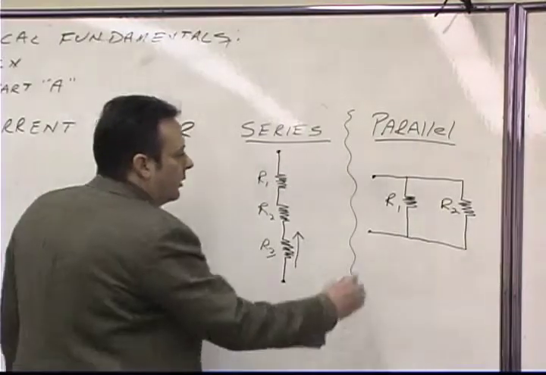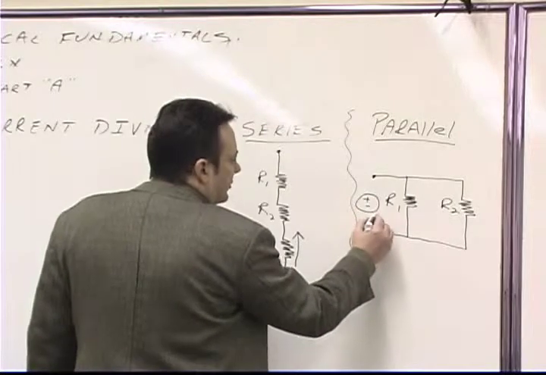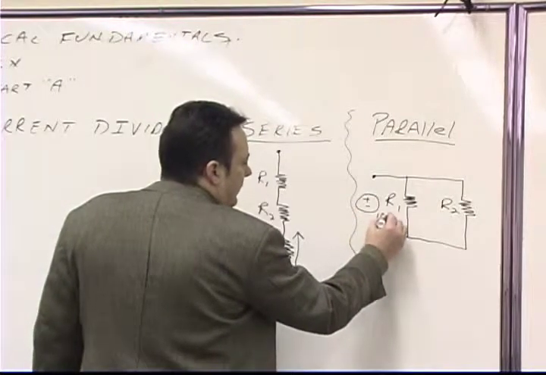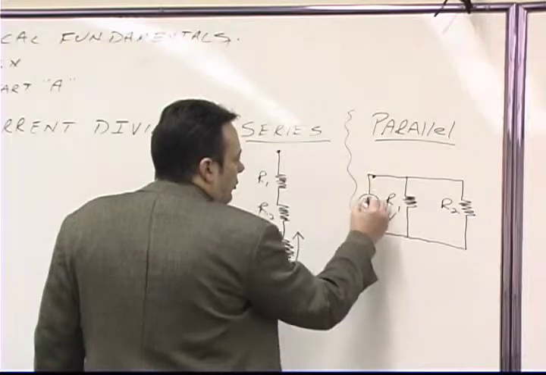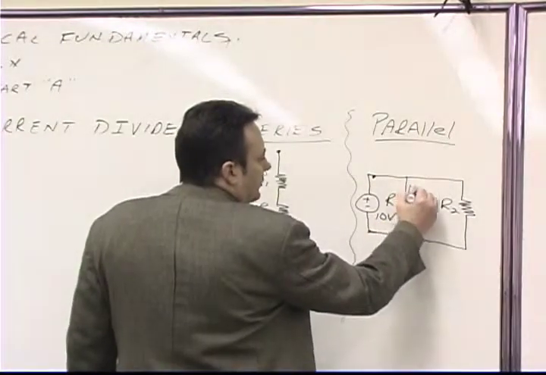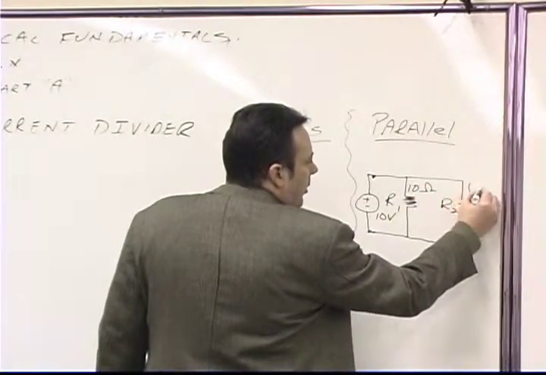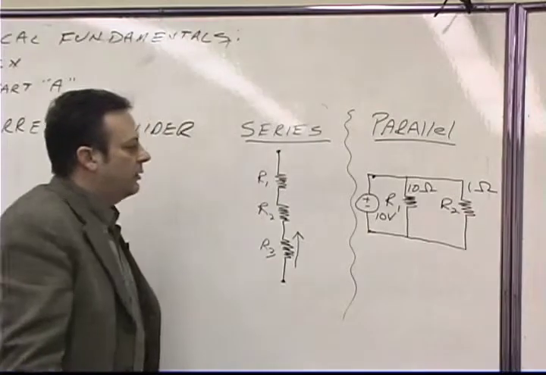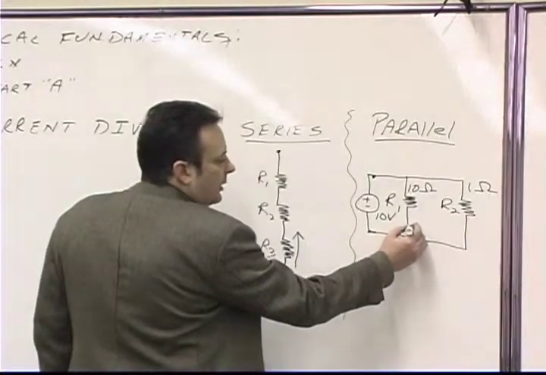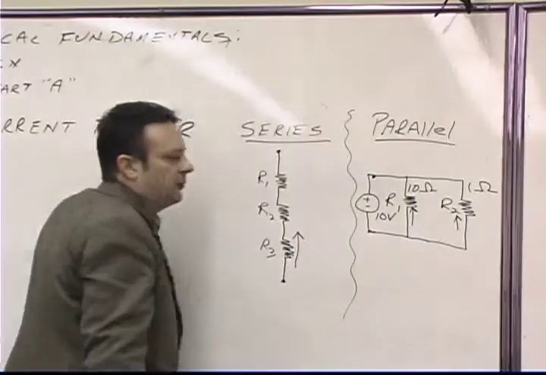For example, if we had a battery over here, and let's just say that the battery had an electromotive force or an electrical pressure of 10 volts, and let's say that this was 10 ohms for resistor 1 and this was 1 ohm for resistor 2, the current that would be flowing in resistor 1 would not be the same as the current that would be flowing in resistor 2.